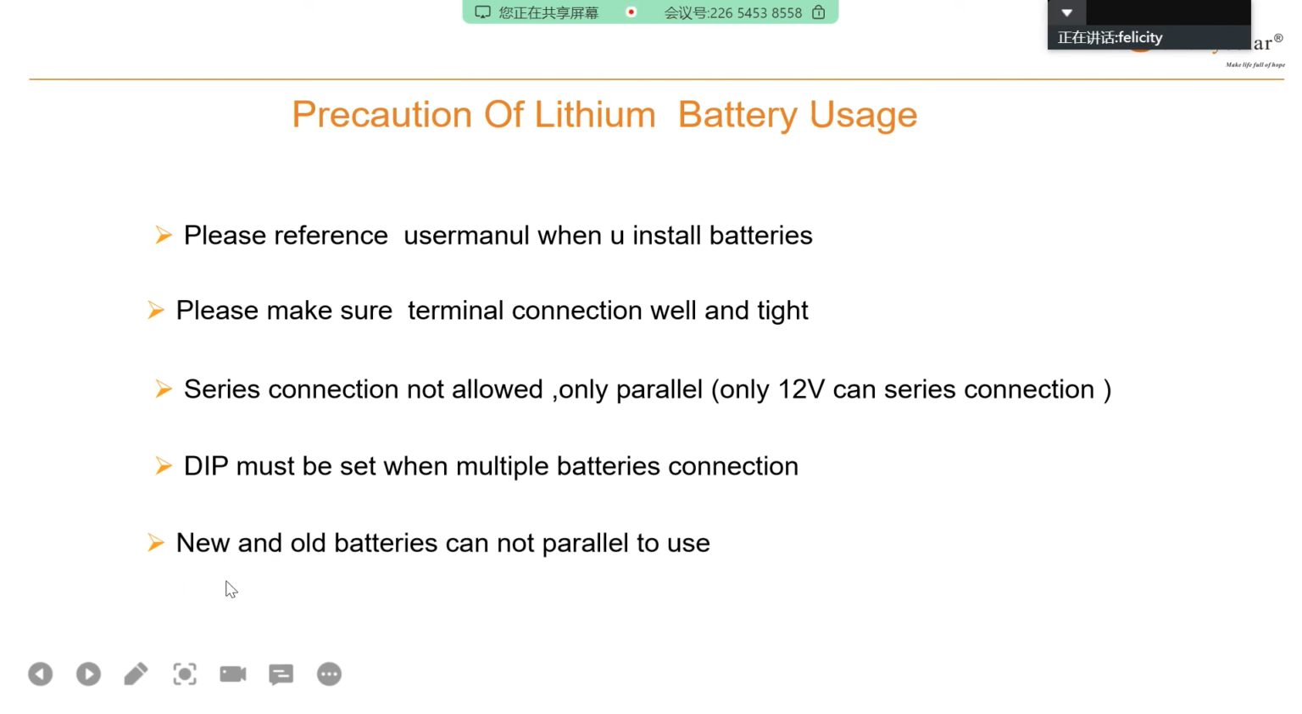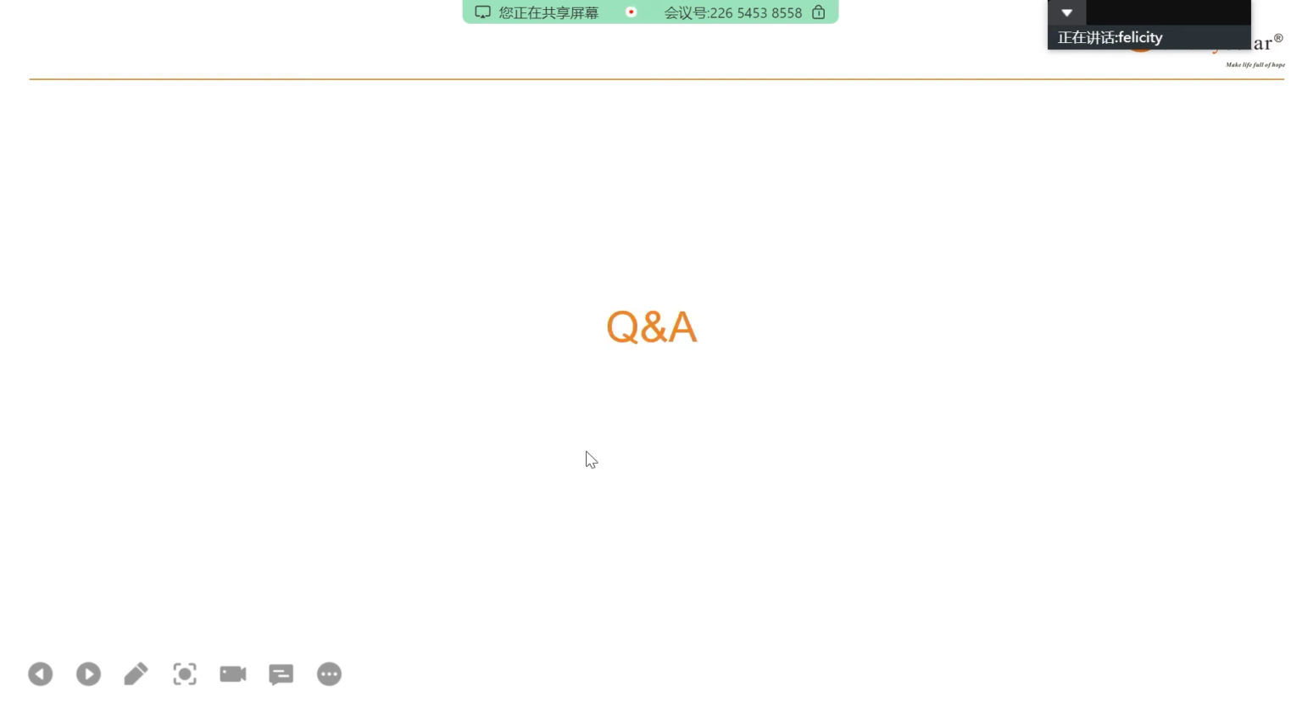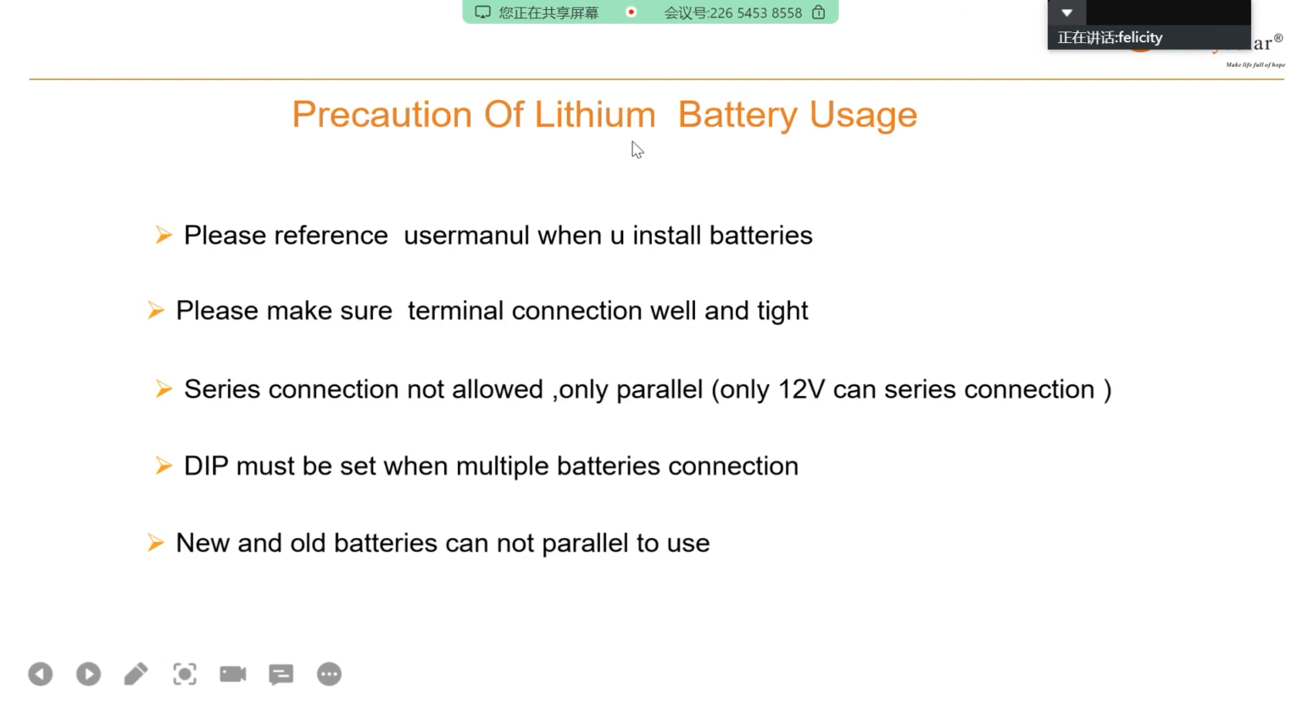Okay, and new and old batteries cannot be used together. This is the same as lead acid battery, but for lithium battery the situation is a little better. Like if this battery has only been used for 1 or 2 months, there would not be many differences, so you can add some more. That is okay. But if you use it longer, like more than 6 months or longer, it's better not to combine or parallel them. Okay, so these are the precautions of lithium battery usage.